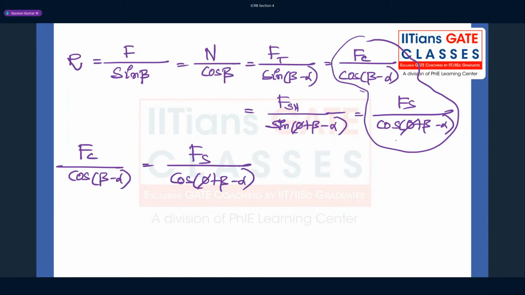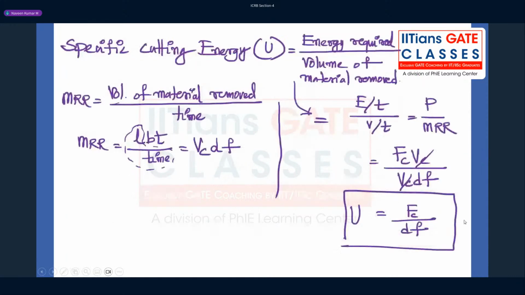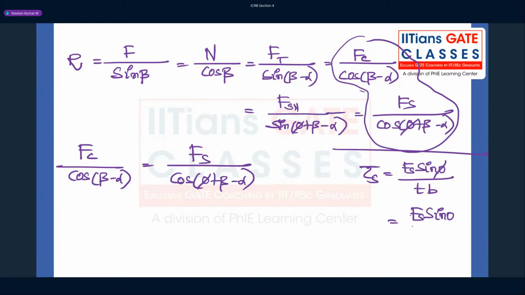What is shear stress? We know that tau s is equal to Fs sine phi, shear force sine phi, divided by the thickness of cut into width of cut, and this thickness of cut into width of cut can be written as feed into depth of cut. So it is feed into depth of cut, and that is tau s. So from here we can get Fs, and from that we can get the cutting force.